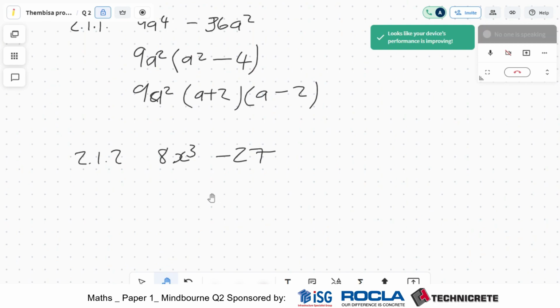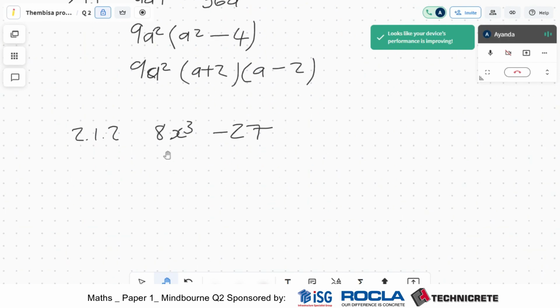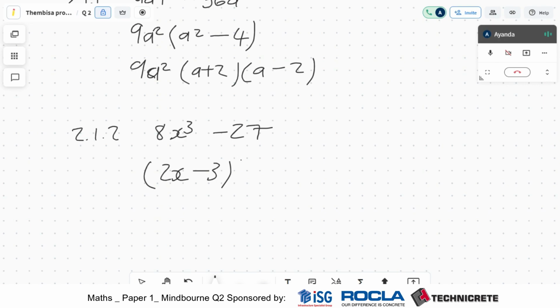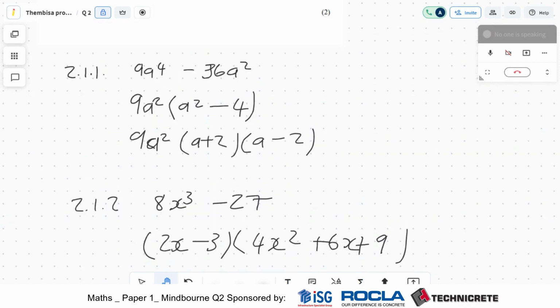Here, we'd have to find the factors of 8 and 27. And because we have a cubed, we're going to have a trinomial on the side. So we're going to have 2x minus 3 times 4x squared plus 6x plus 9. And that's it.